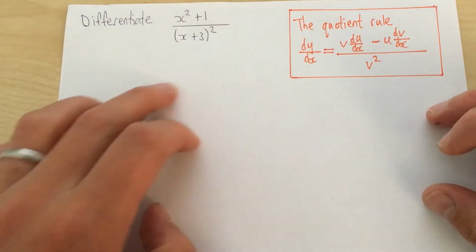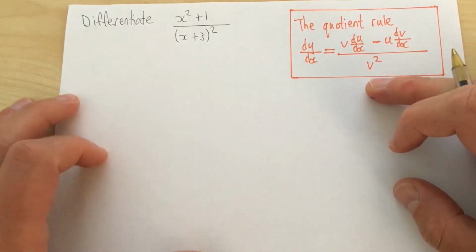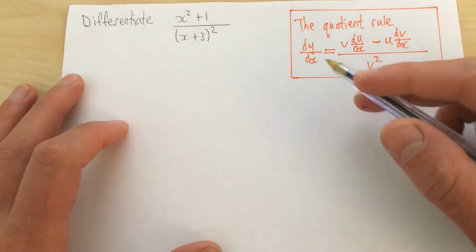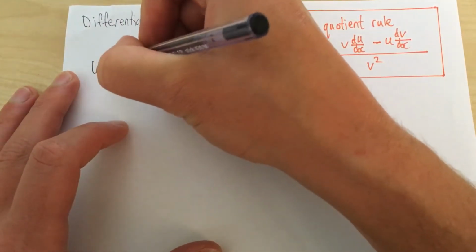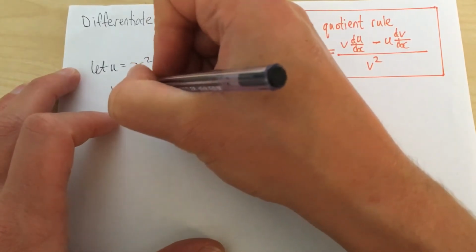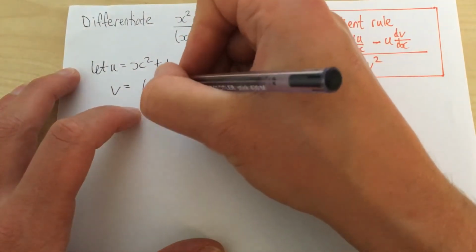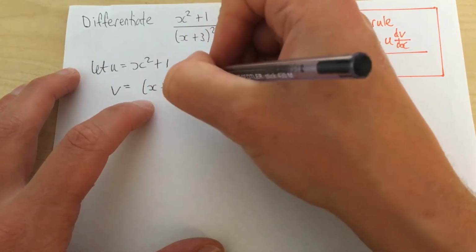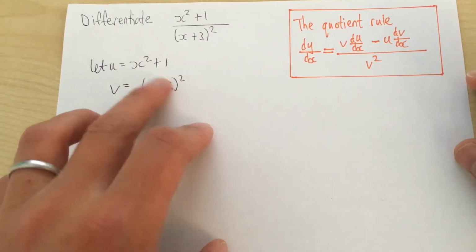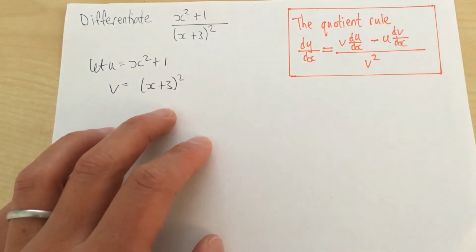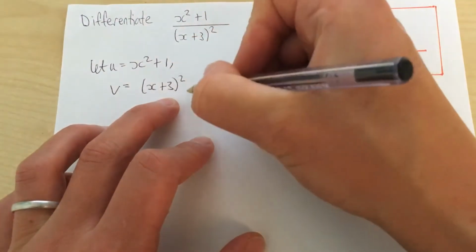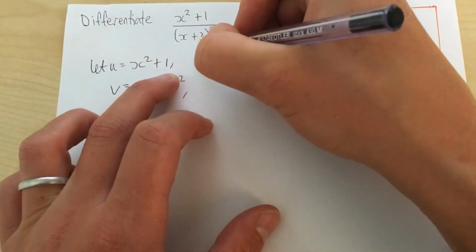Here's the quotient rule, got the same function. Let's see how this pans out then. The first thing we're going to do is assign what u and v is. So here I'm going to say let u equal the numerator, which is x squared plus 1, and I'm going to let v equal the denominator, which is the square of x plus 3. Straight away I notice I haven't got any negative powers, so perhaps straight away this method looks nicer to use. It might not be yet, still early days, but that's just my first observation.